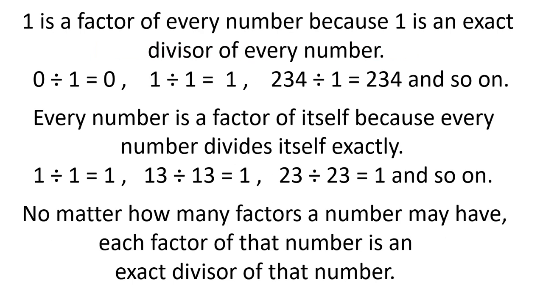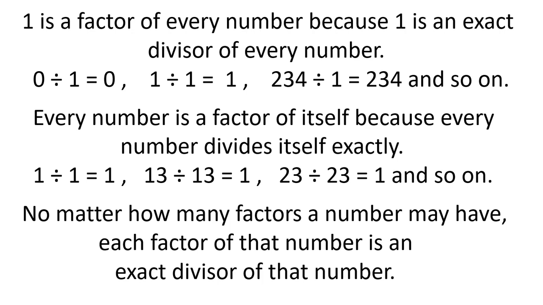Now there are some facts which we need to remember regarding factors and multiples. 1 is a factor of every number because 1 is an exact divisor of every number. We have already checked this in the examples where we found factors. We always started with 1 into the number. So we also see that 1 divides every number. 0 upon 1 is 0, 1 upon 1 is 1, 234 upon 1 is 234. Any number upon 1 is equal to that number. So 1 is always a factor of every number.